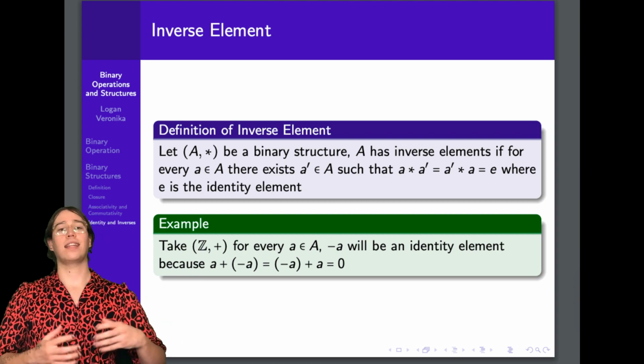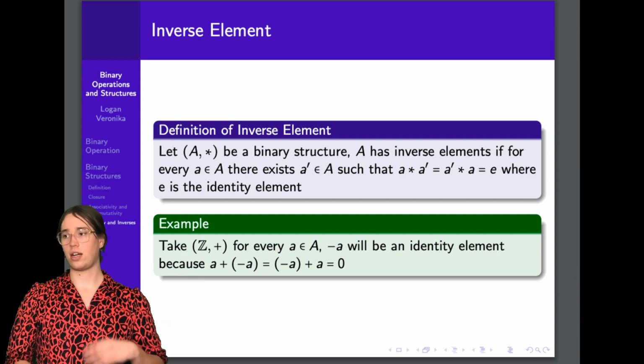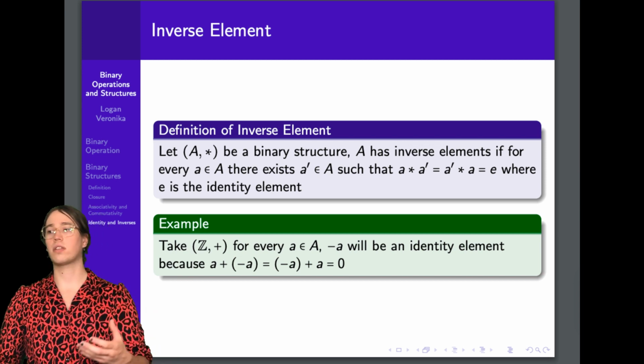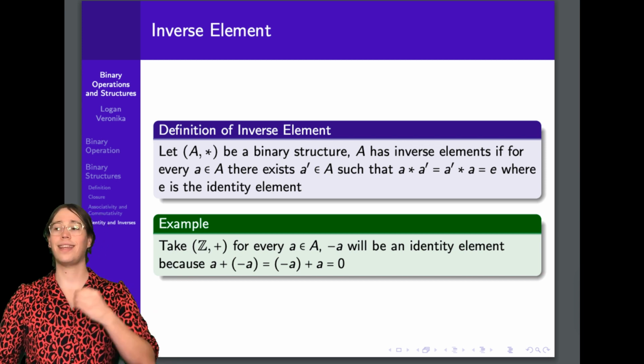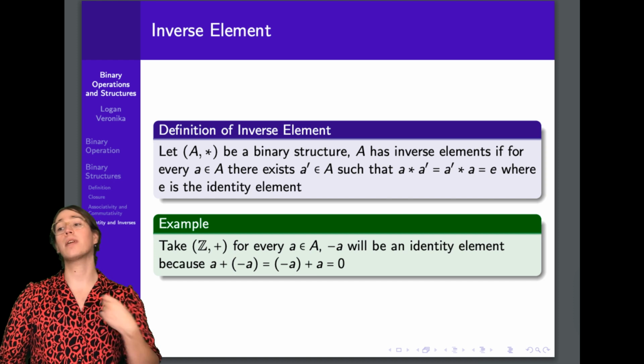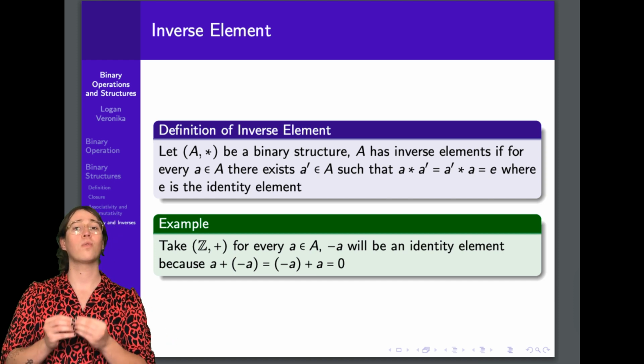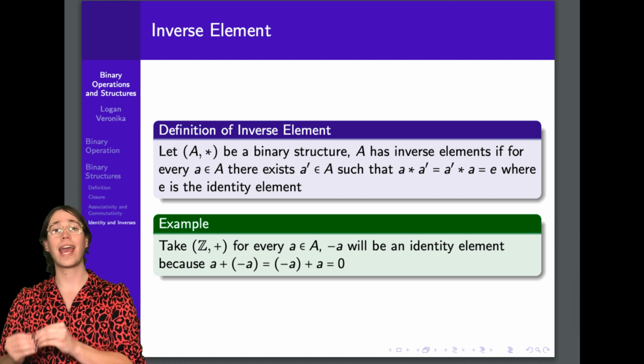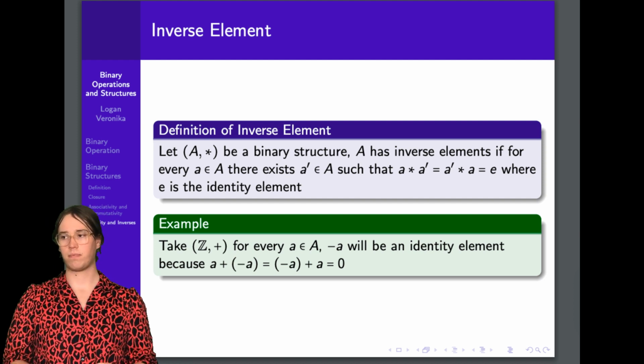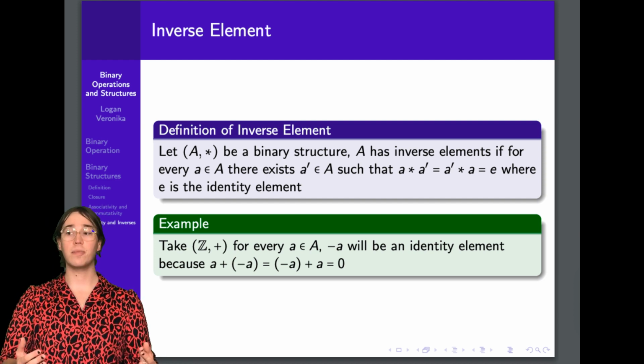Finally, we're going to look at the definition of an inverse element. So, let (A, star) be a binary structure as same before. A has an inverse element if for every a in A, there exists an a prime in A, such that a star a prime will equal a prime star a, which will equal E, which is the identity element.